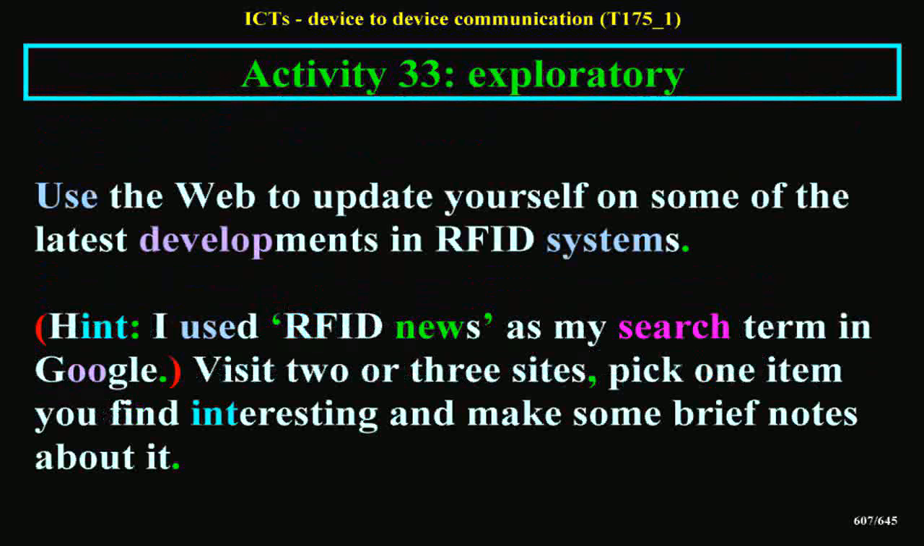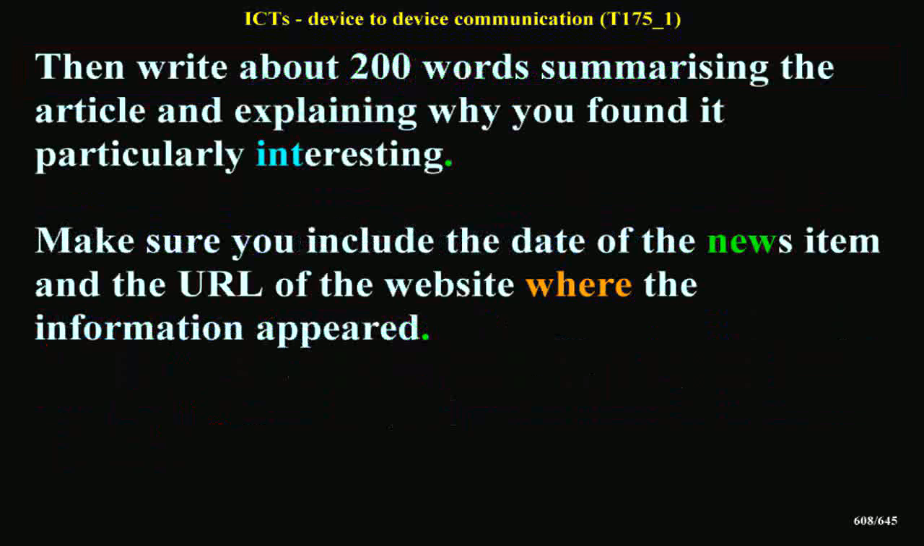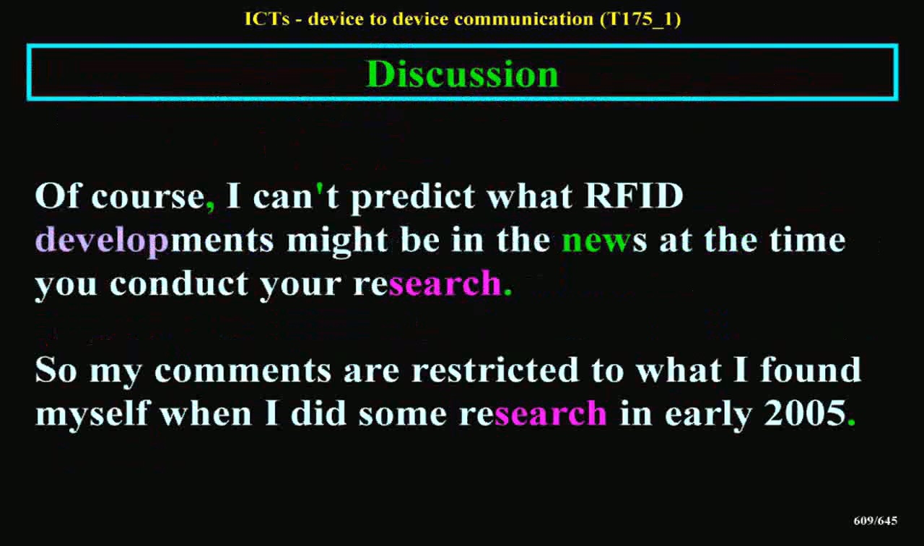Use the web to update yourself on some of the latest developments in RFID systems. Hint: I used RFID news as my search term in Google. Visit 2 or 3 sites, pick one item you find interesting and make some brief notes about it. Then write about 200 words summarizing the article and explaining why you found it particularly interesting. Make sure you include the date of the news item and the URL of the website where the information appeared.